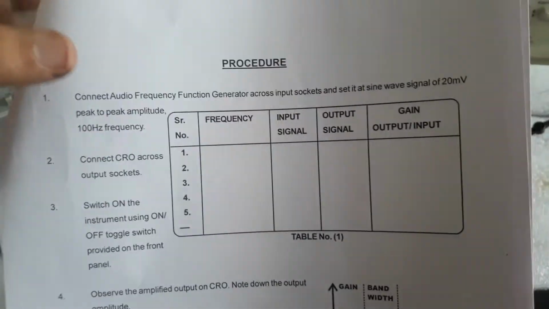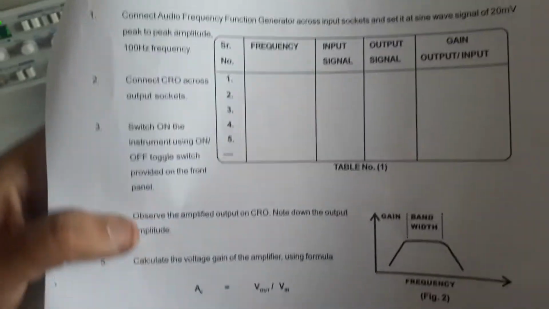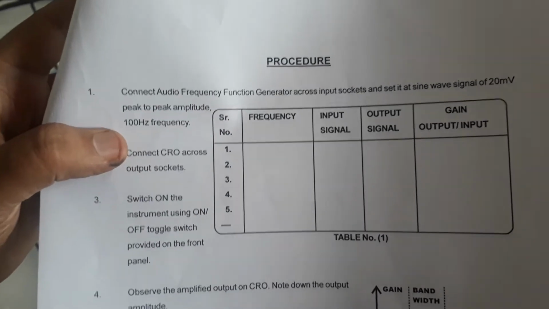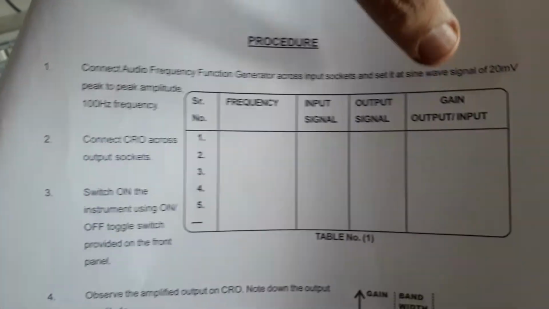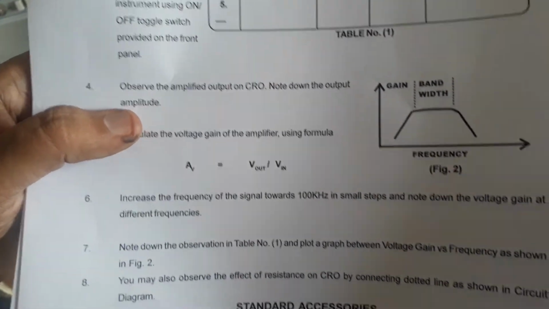Follow this procedure step by step. Here is 100 Hz frequency, and the amplitude is set to 20 volt. Now observe the amplifier output on the CRO.